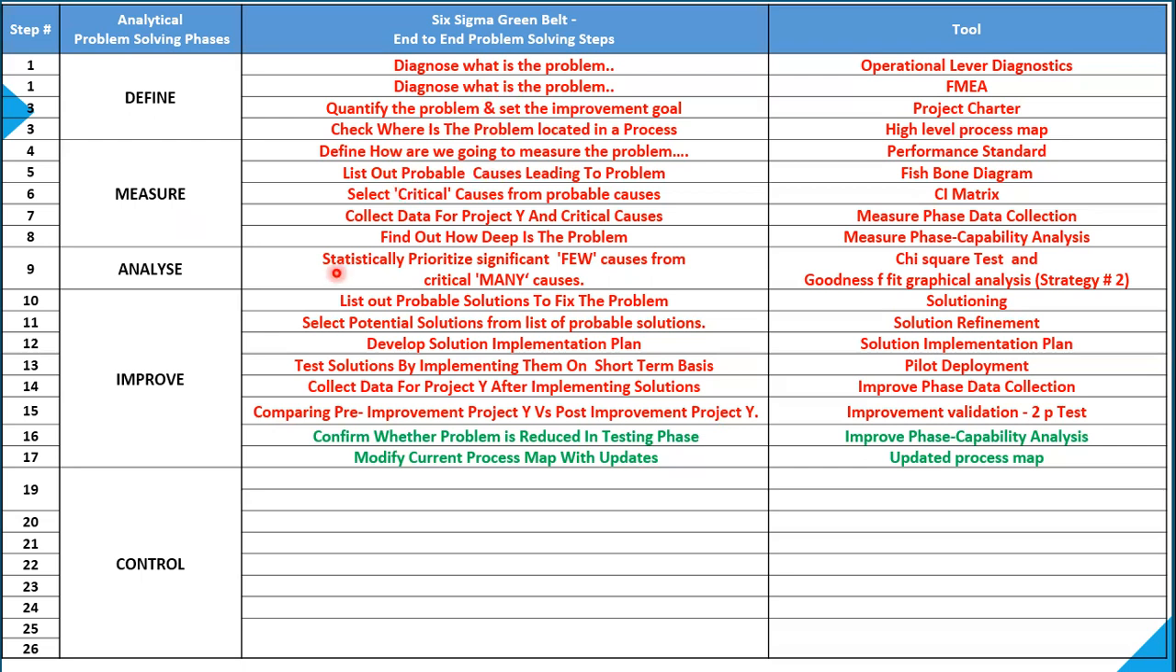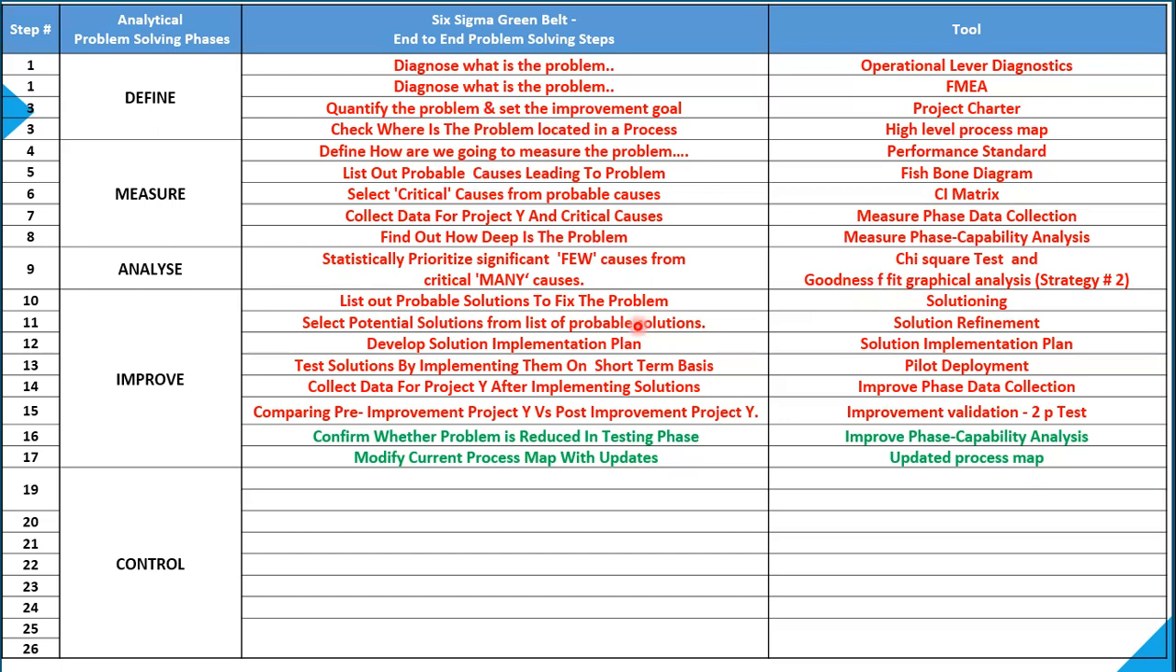Then in the analyze phase, we got a list of critical causes. We wanted to segregate highly significant, or statistically significant, causes out of the list of critical causes. That's prioritization level 2. We did it through statistical testing. We used the chi-square test and also graphical analysis from the chi-square goodness of fit test. Again, I request you not to read this as 'F'; it's supposed to be read as 'goodness of fit test'.